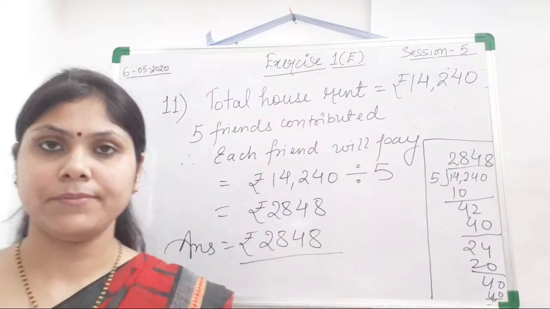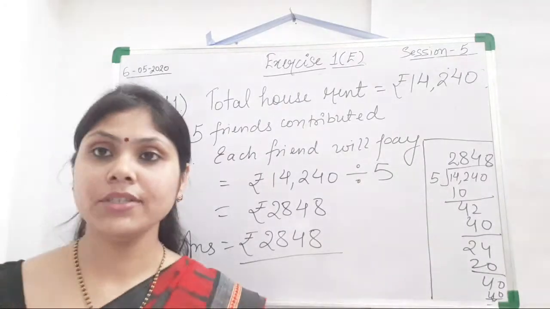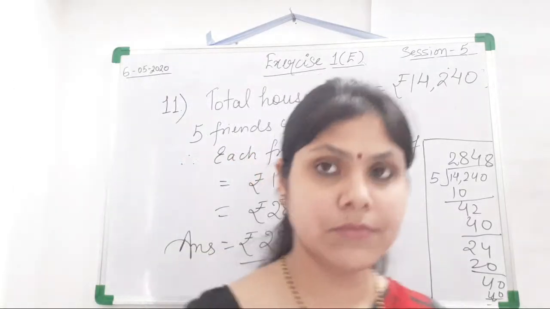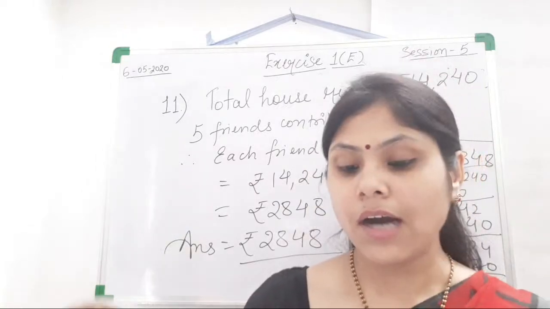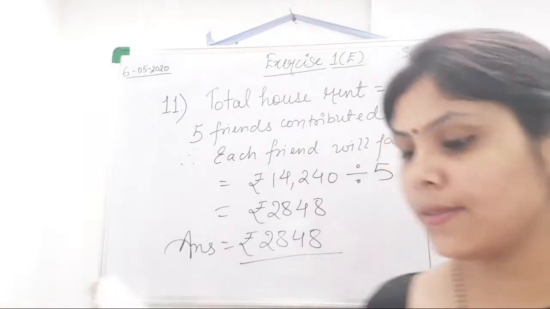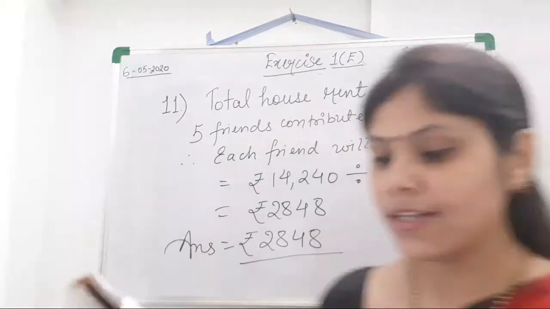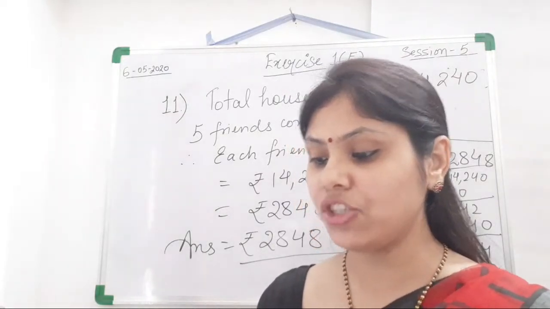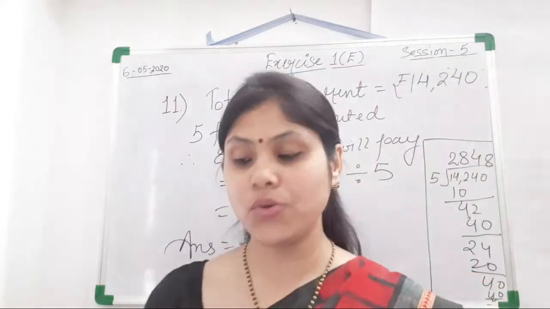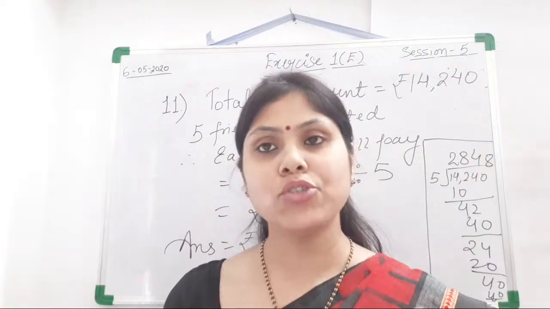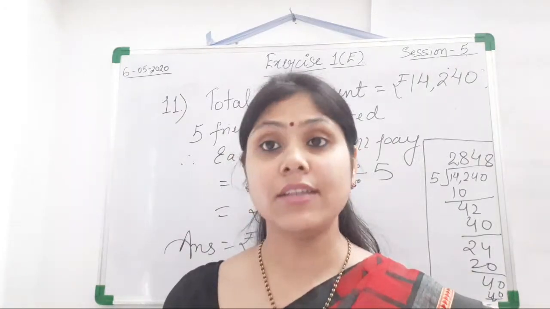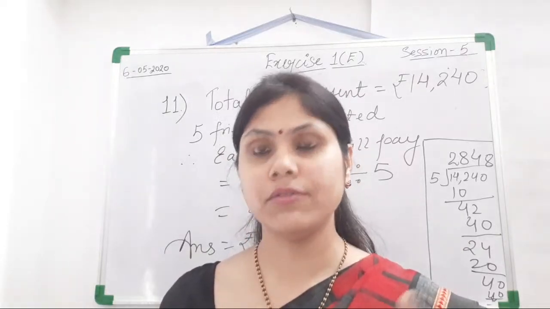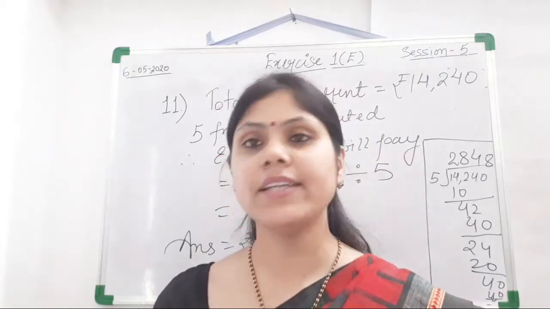Now let us move to the 12th question. Come to the 12th question. A class of 36 students contributed rupees 540 each for the picnic. Means each student contributed 540 rupees and the total number of students is 36. Out of this, 7 students decided not to go.